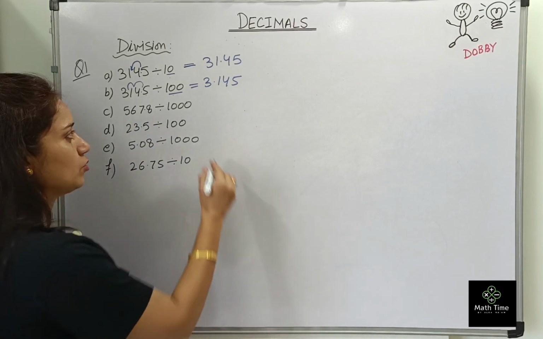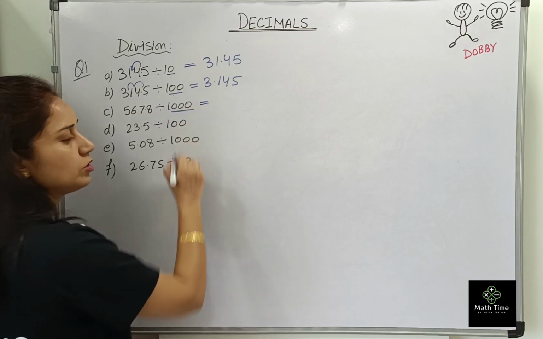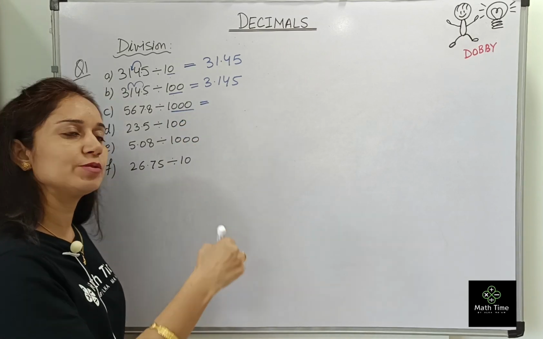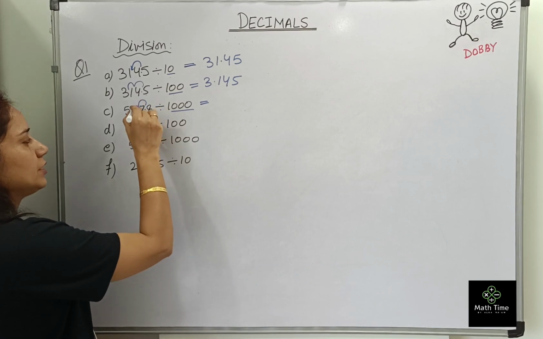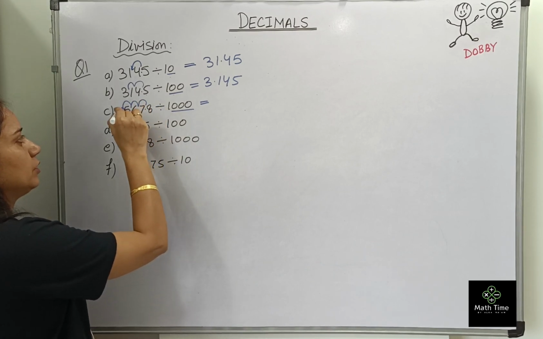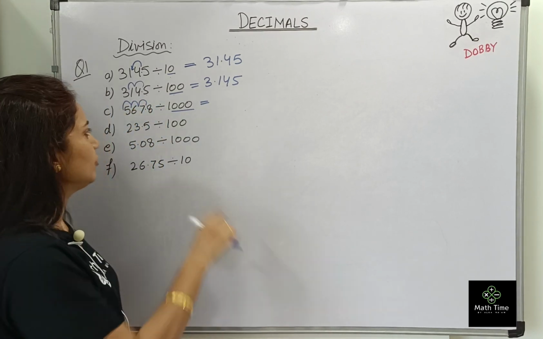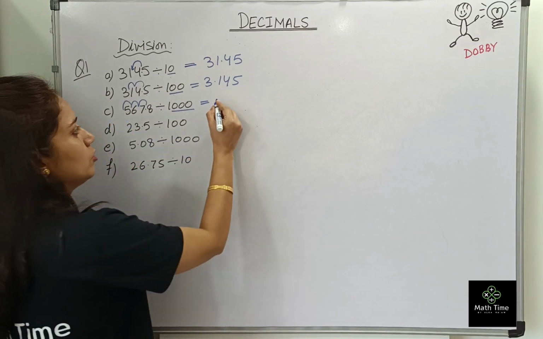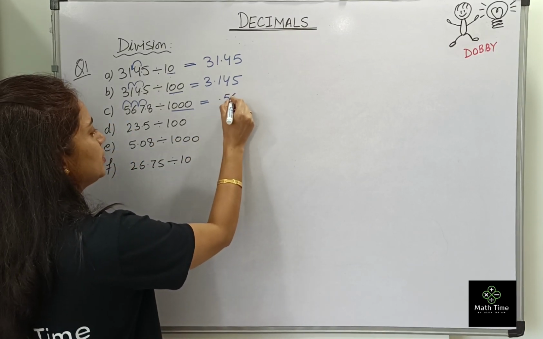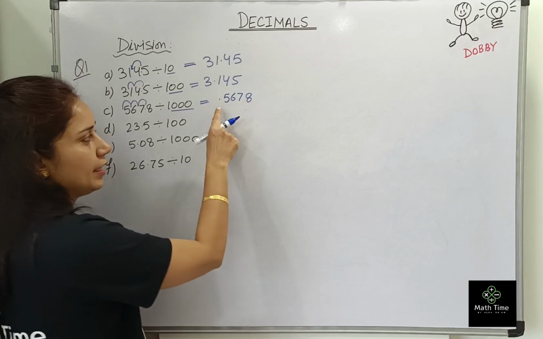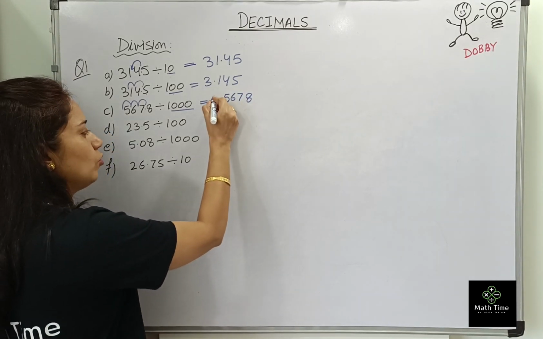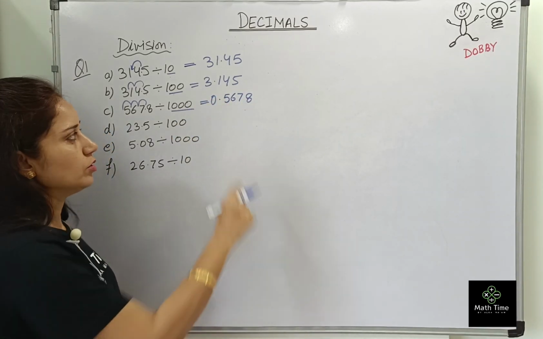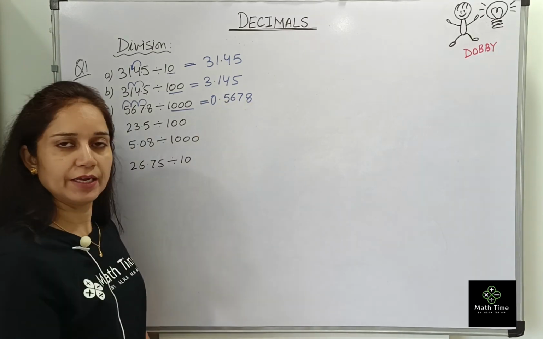Next question, 567.8 divided by 1000. 3 zeros, so the decimal will shift 3 steps back. 1 step, 2 step, 3 step. So where did the decimal come? Before 5. So 0.5678, and here there is only a point, so for the whole number you can write 0. 0.5678 is the answer.